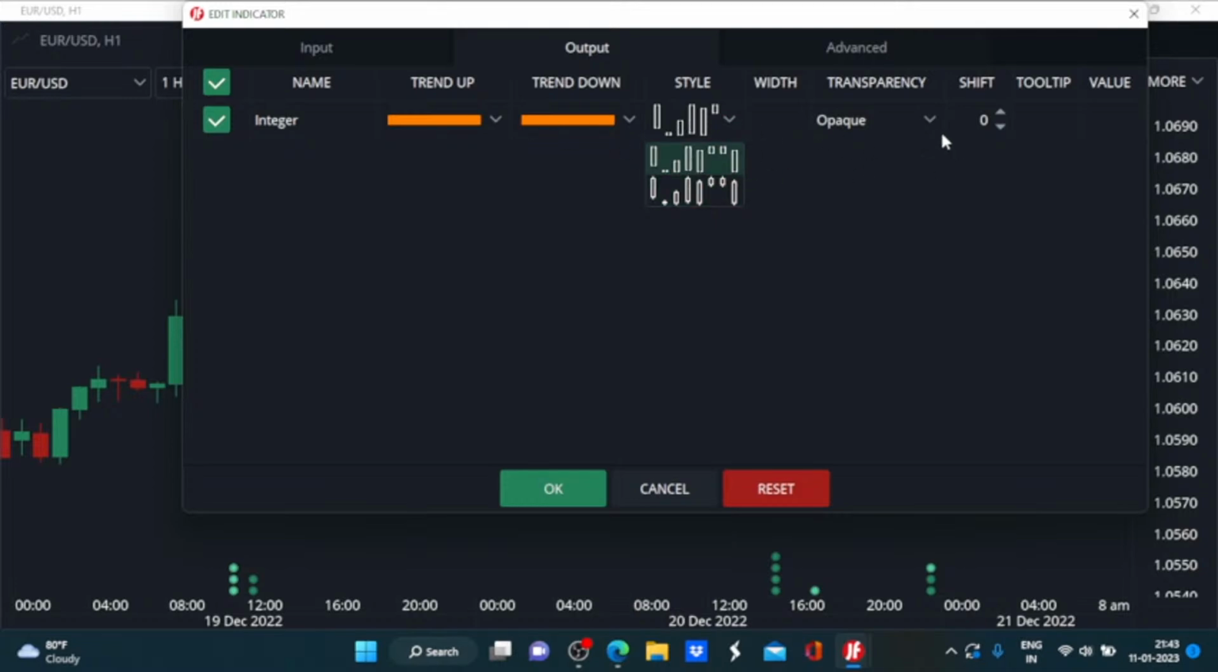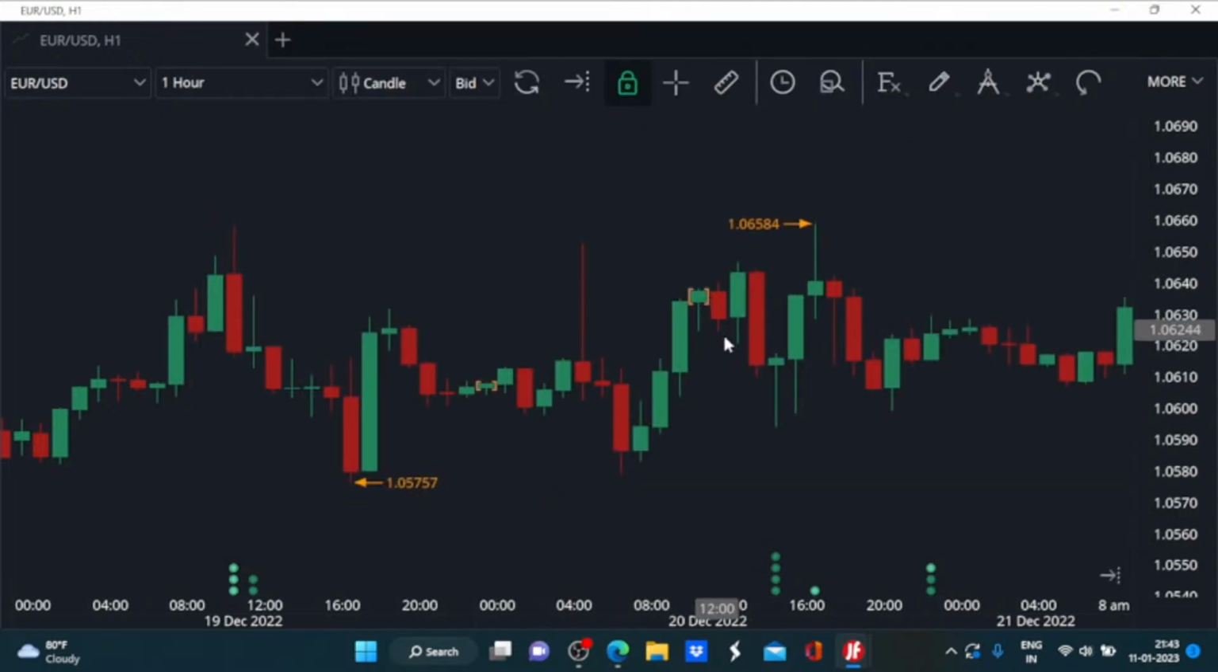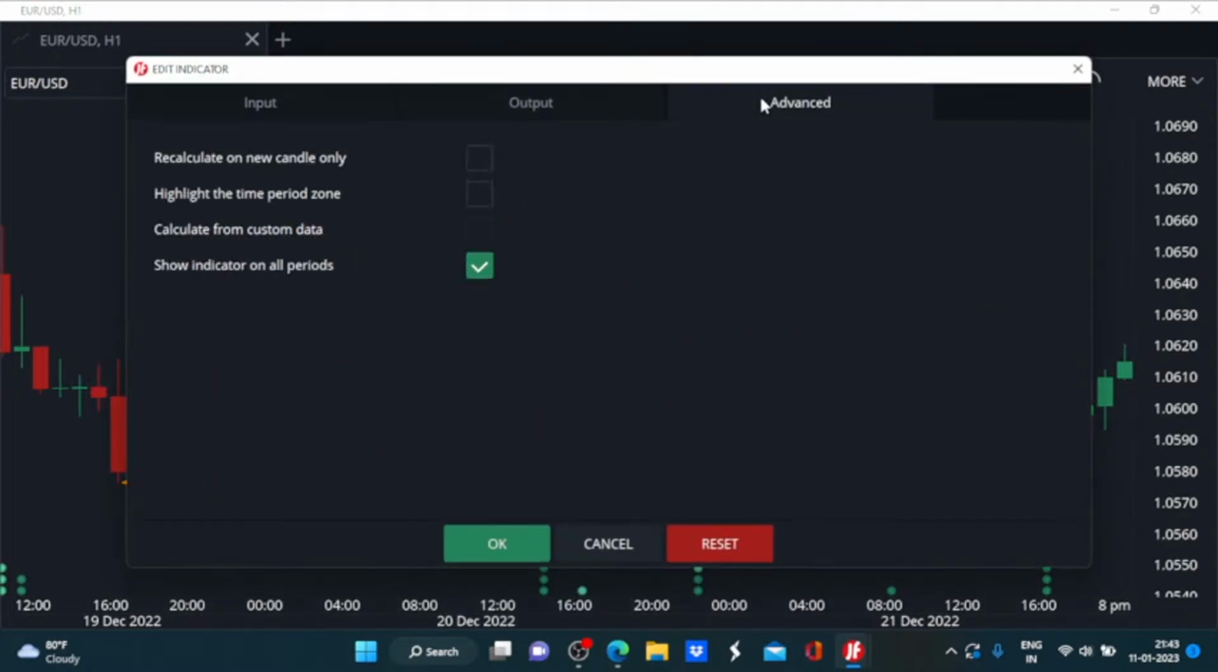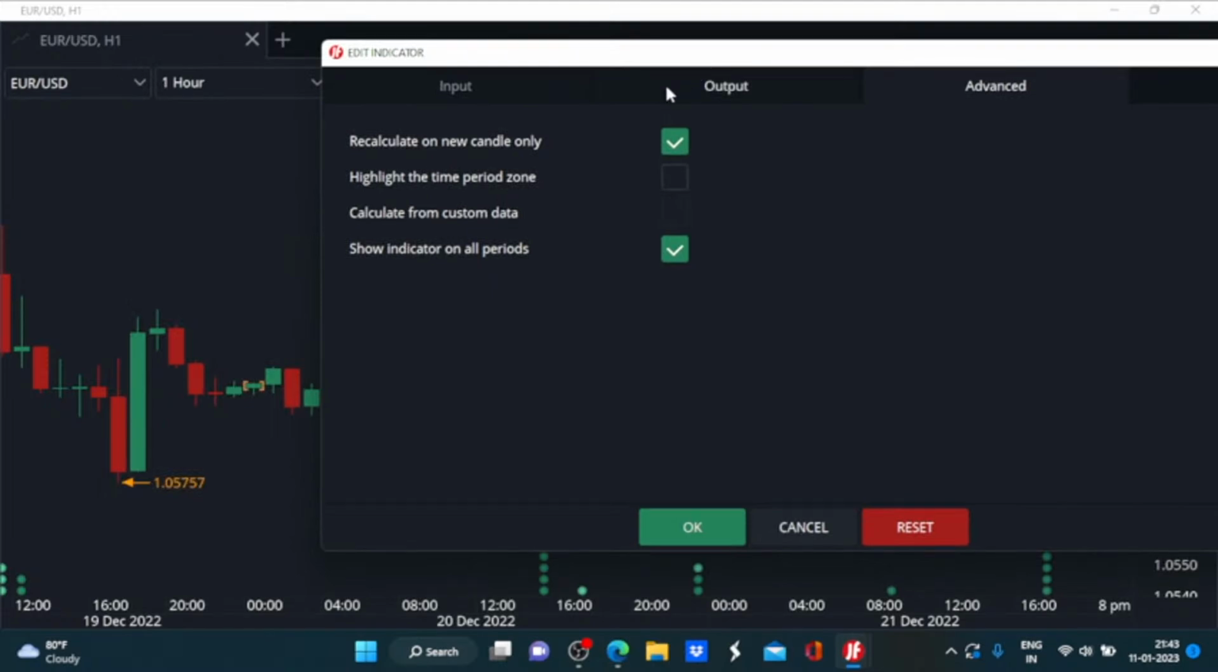The bracket thing looks good enough. Then you can also go for increased or decreased transparency. So that option is also available on the platform if you want to make this look less prominent. You can go for this high transparency. Advanced editing option, recalculate on your candle only. This is not going to cast much of an impact on the ultimate outcome. Highlight the time period zone, only a single candle is going to be highlighted. We can't customize the calculation data, so this option has been disabled.